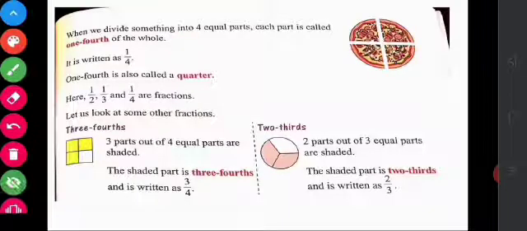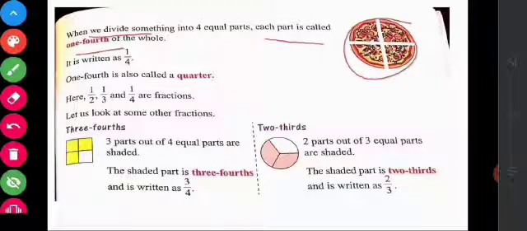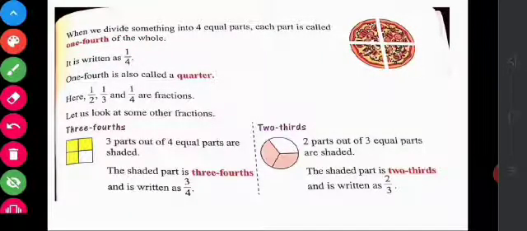And the next one, when we divide something into four equal parts, each part is called 1/4 of the whole. It is written as 1/4. 1/4 is also called a quarter. Here 1/2, 1/3 and 1/4 are fractions. Next one is the fraction 3/4.